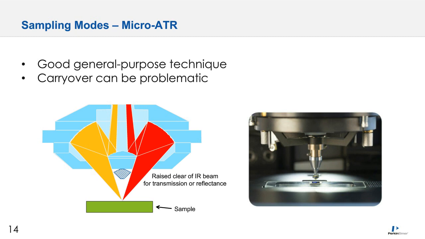Also, if that polymer substrate is sufficiently thick, if it's on the order of hundreds of microns, it will be very difficult to even get infrared light through that substrate. And so micro ATR offers some key benefits.